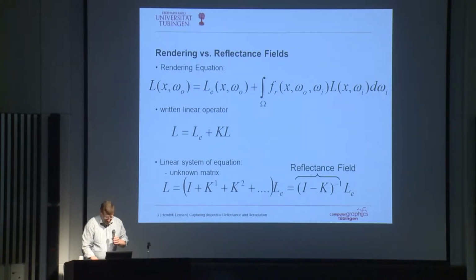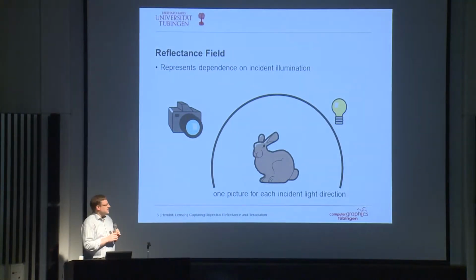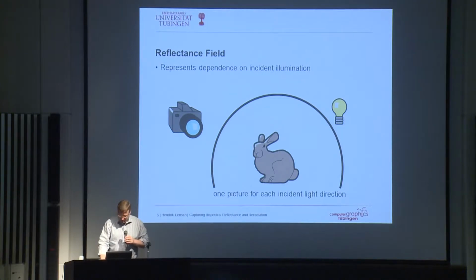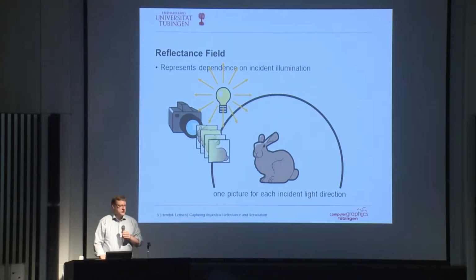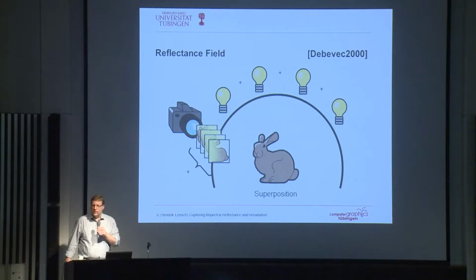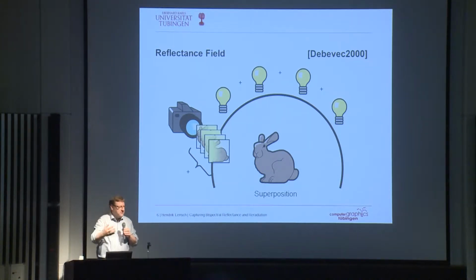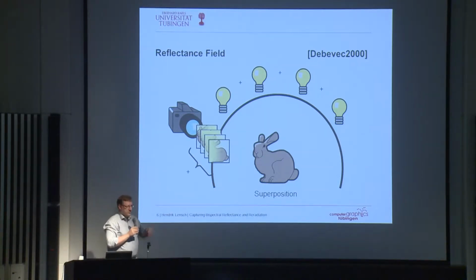Now let's put it in very easy terms again. Reflectance fields have been introduced by Paul Debevec, actually. It's as easy as follows. You just capture an object illuminated from distant illumination from different directions. For each direction, you capture one image. And then Paul Debevec showed that you can easily render a novel image of the scene, correctly illuminated in this environment of all lights on at the same time, by just superimposing all the images.